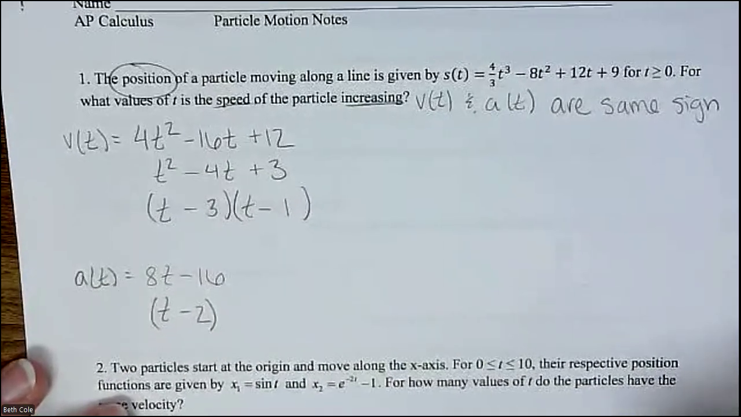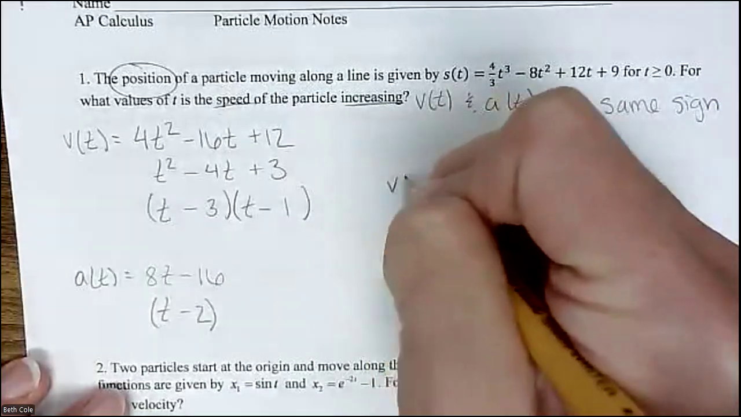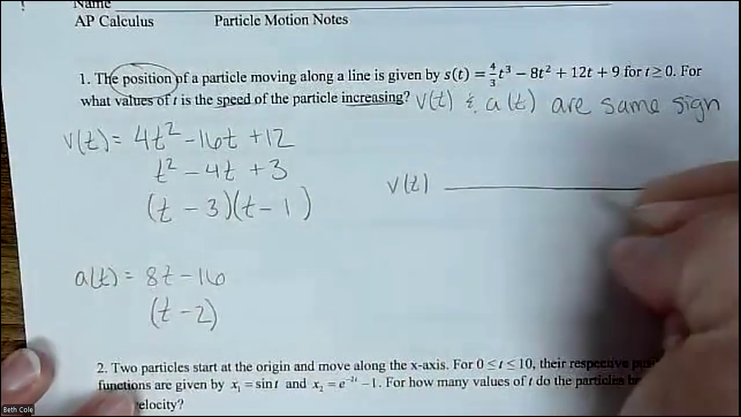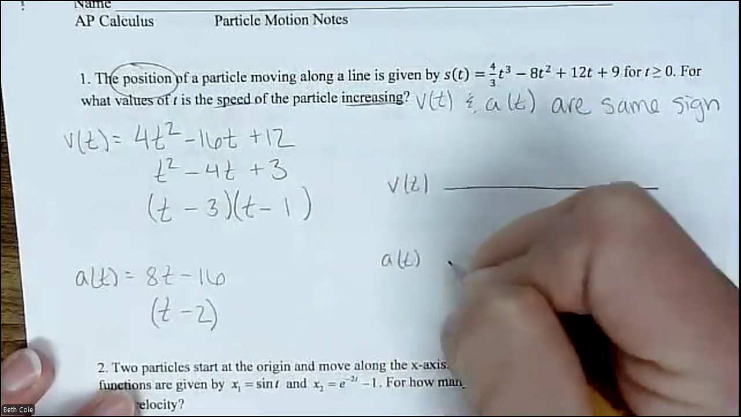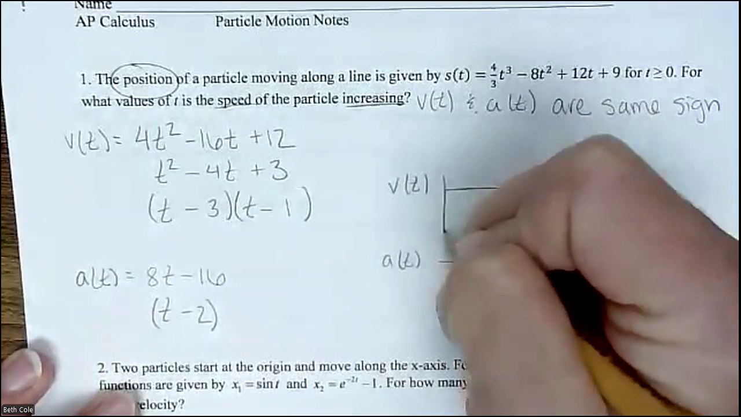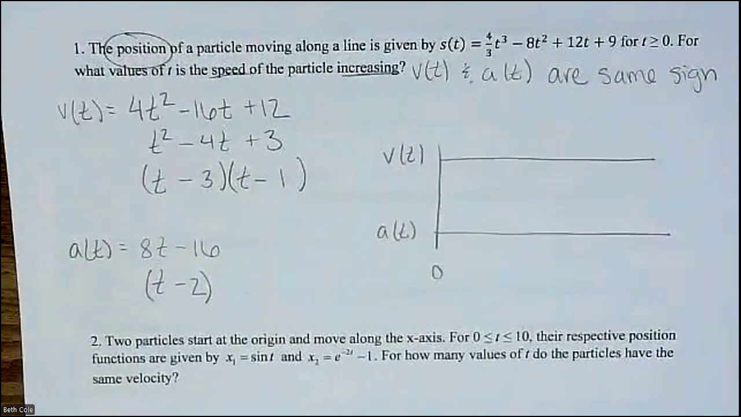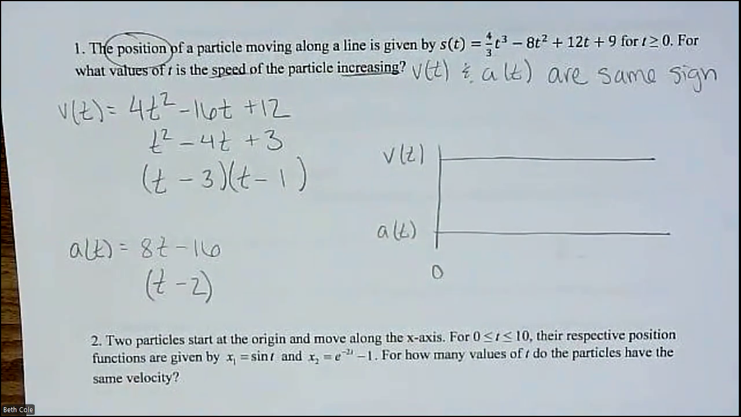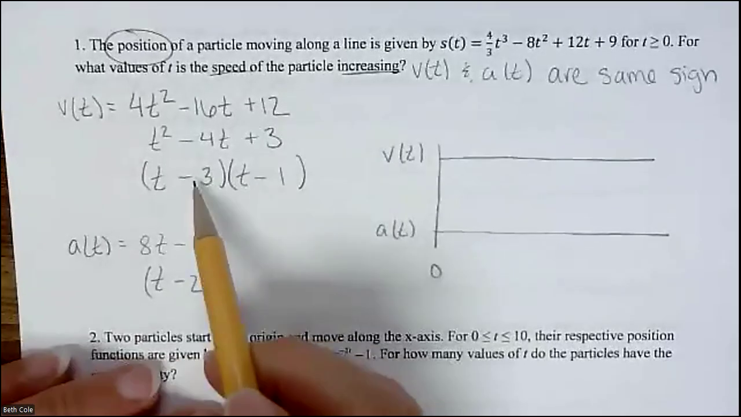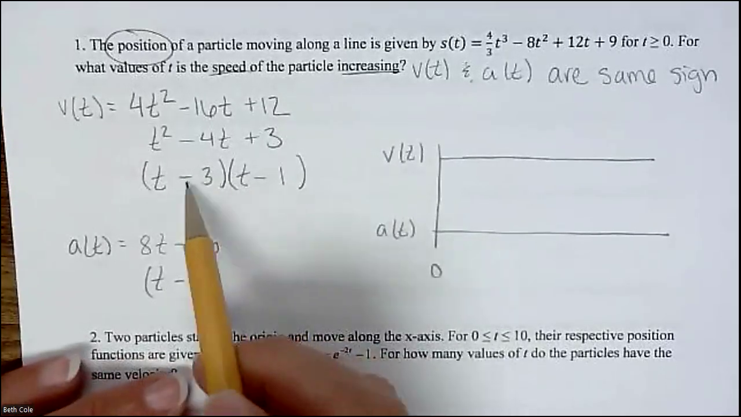So here's what I'm going to do. I'm going to make a number line for my velocity. And I'm going to make a number line for my acceleration. I'm going to start them both at 0 because we don't have negative times. And we're going to put where the changes will happen, and we'll put in our little plus and minus signs. All right. So looking at velocity, what would make each of these 0?